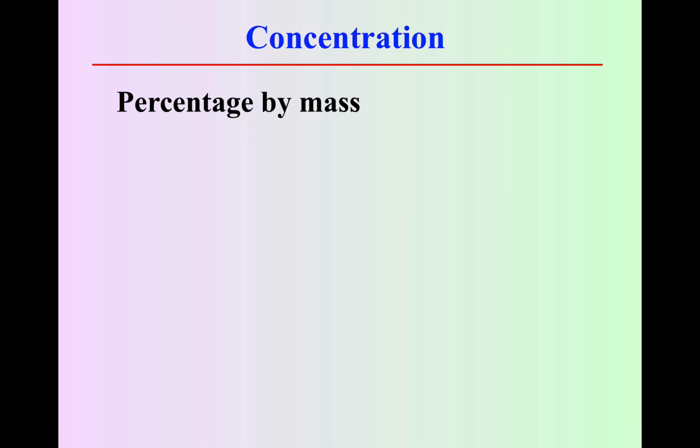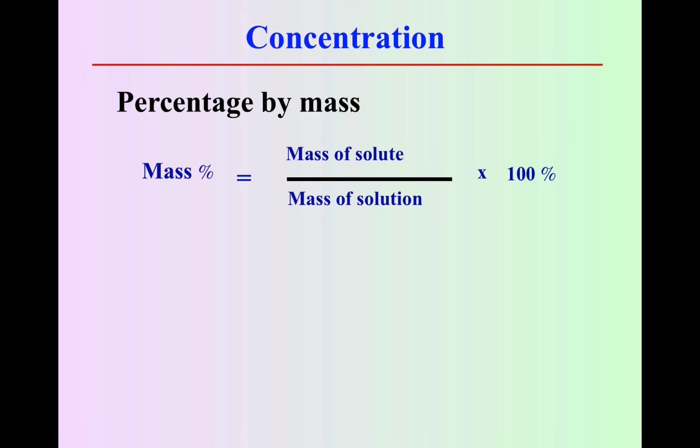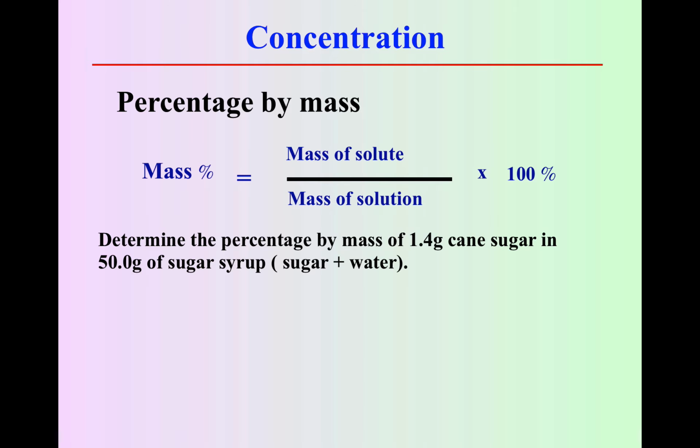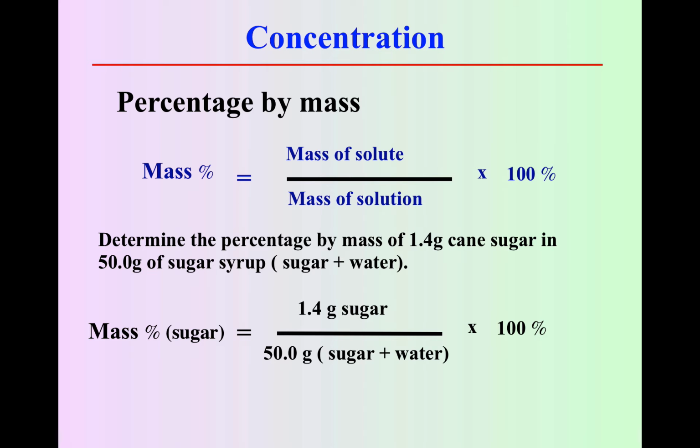Percent by mass is the mass of the component you're interested in divided by the total mass of the solution. So it could be the percent by mass of the solvent or the solute. Determine the percent by mass of sugar given 0.14 grams of sugar cane in 50 grams of sugar syrup. So we have the mass of the solution, 50 grams, and divide the mass of the component we're interested in, the sugar, by it, times 100.